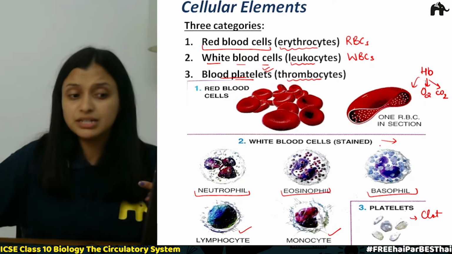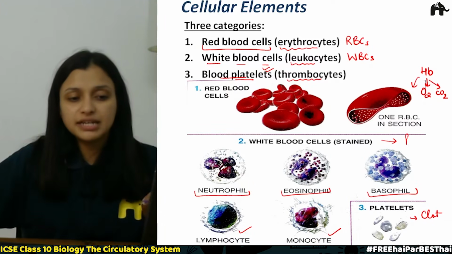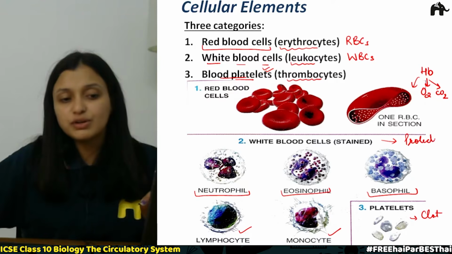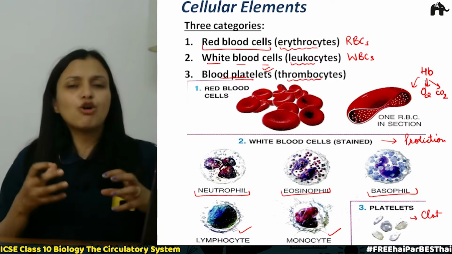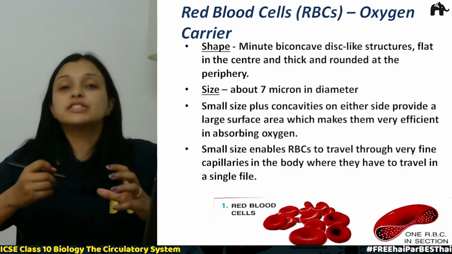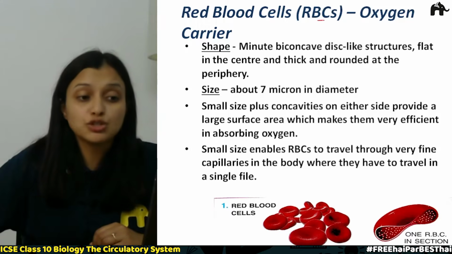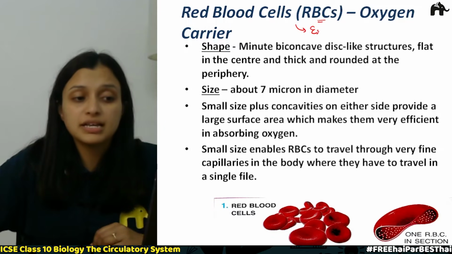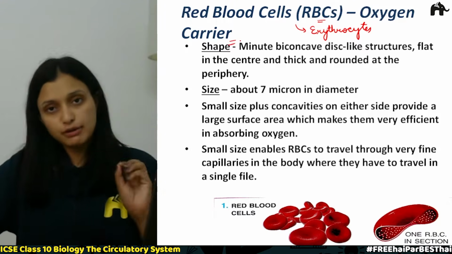And where have we studied the white blood cells? We have studied white blood cells in the protection functions of our body, right? So let us look into the detail of each one of them. Now, starting with red blood cells, we call them RBCs, or we also call them erythrocytes. These are the oxygen carriers of our blood.